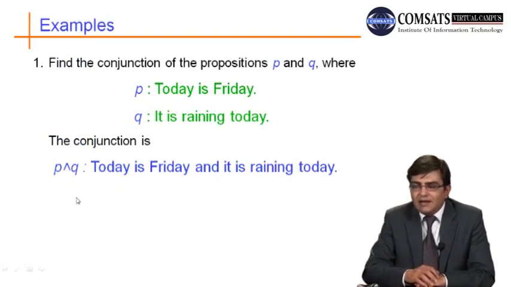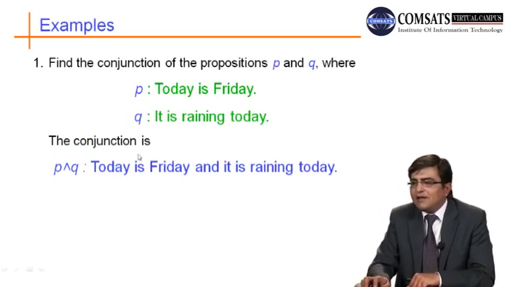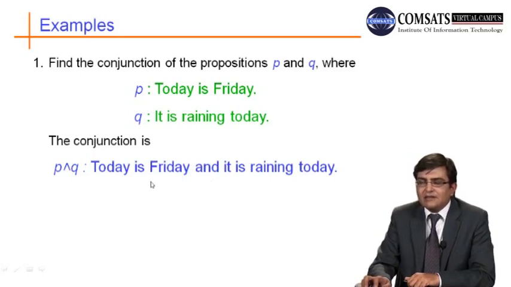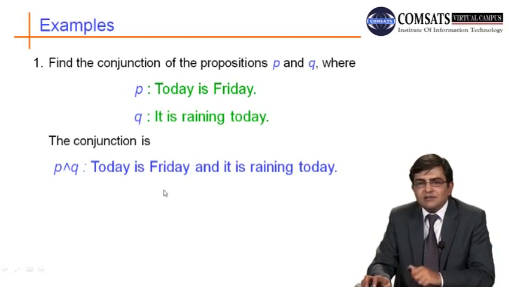Here is an example of the conjunction of two propositions. Let P be the proposition "today is Friday," and the second proposition Q be "it is raining today." Now what is the conjunction of P and Q? It is denoted by P and Q, and written as: today is Friday and it is raining today. So this is the conjunction of two propositions, connected by the logical connective AND. That's why it's called the conjunction of two propositions, in which we add up two propositions.